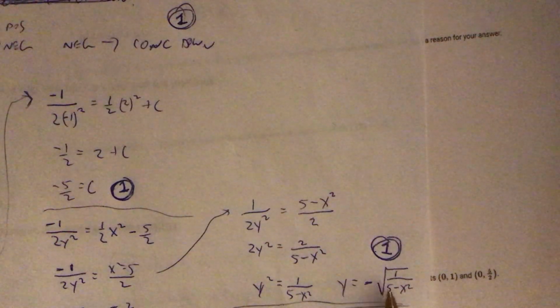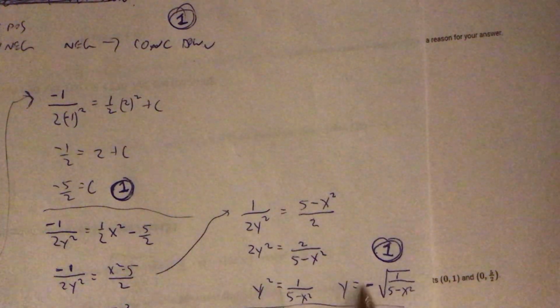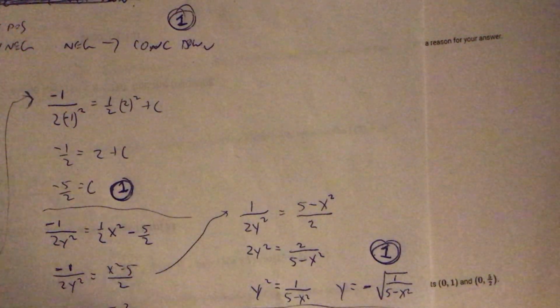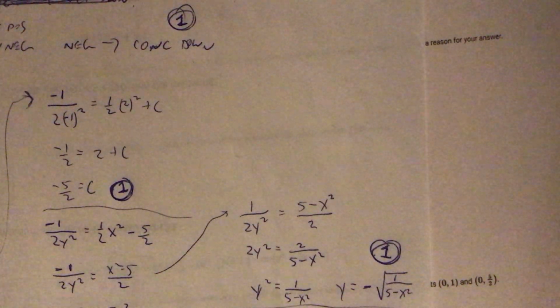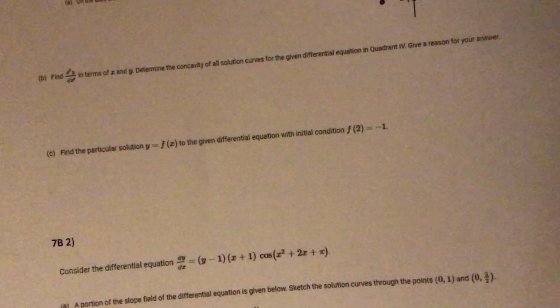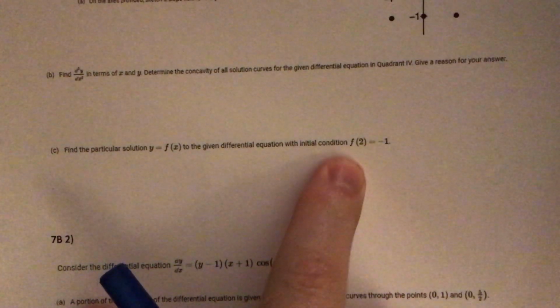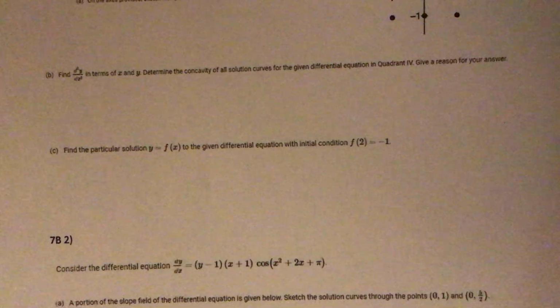Now when you square root the thing, you get y equals, but you get plus or minus the square root. You have to choose the right one. How do you know which one to choose? Well, that point, remember, has to work. When you plug in 2, you have to get out -1.